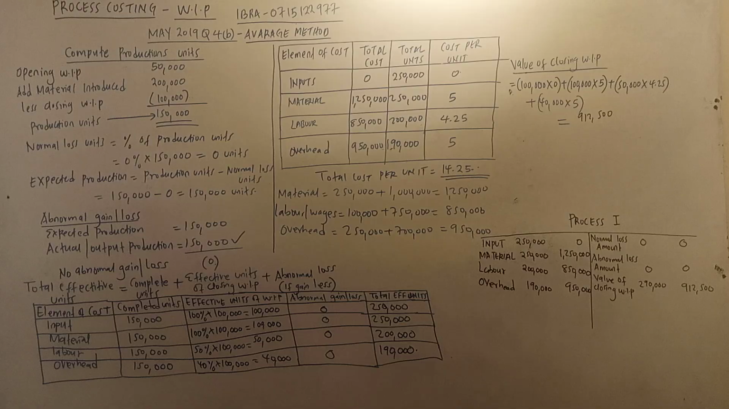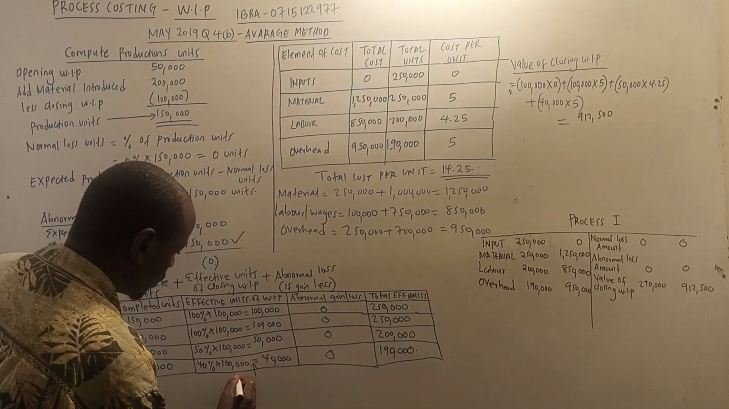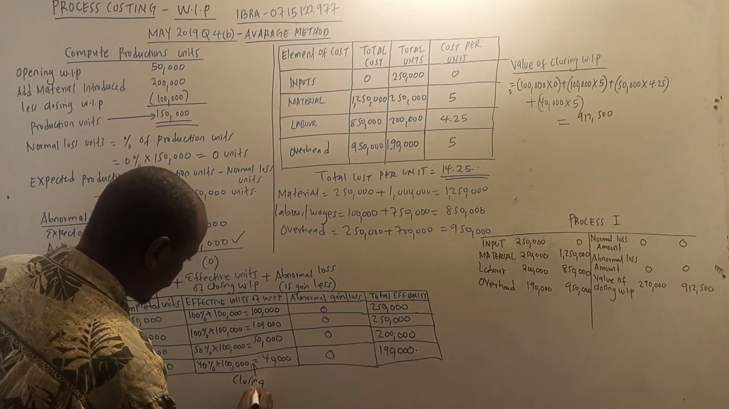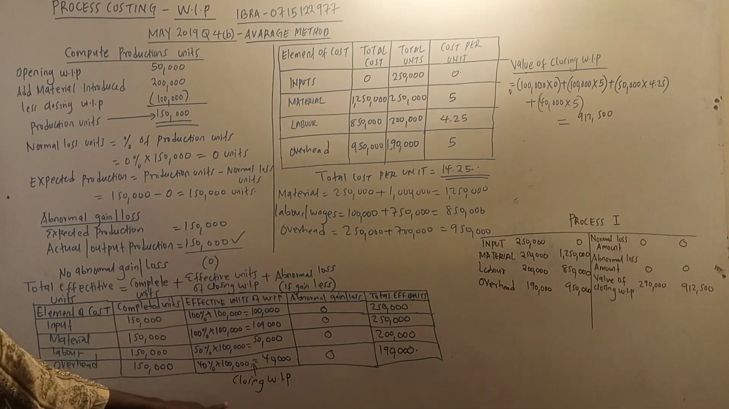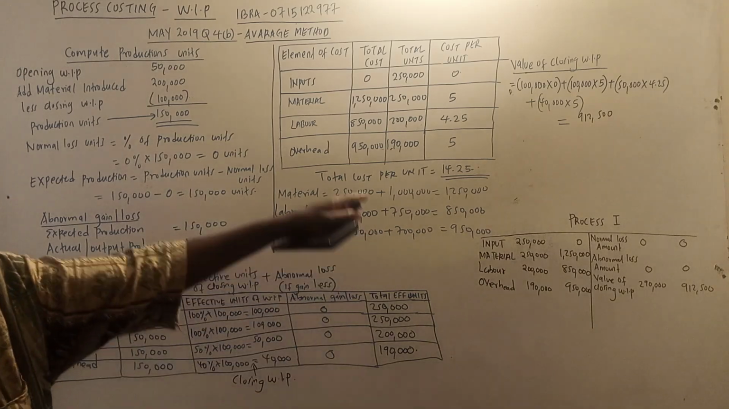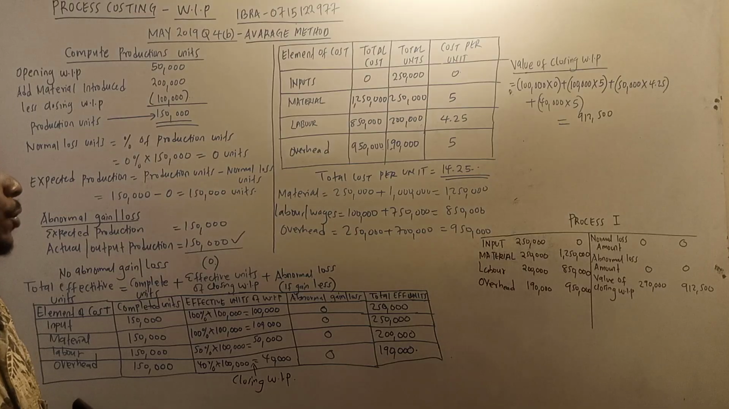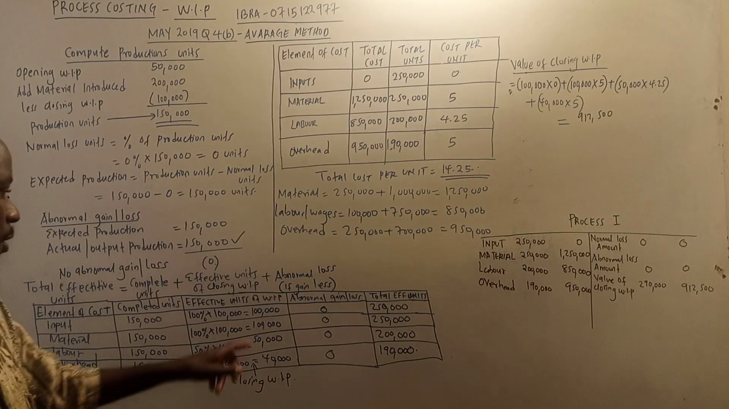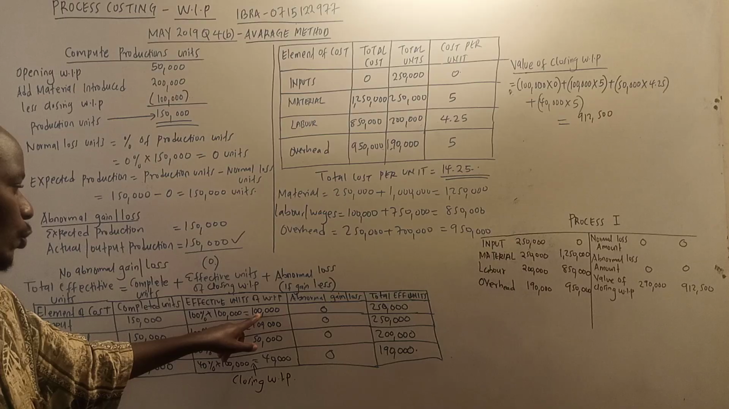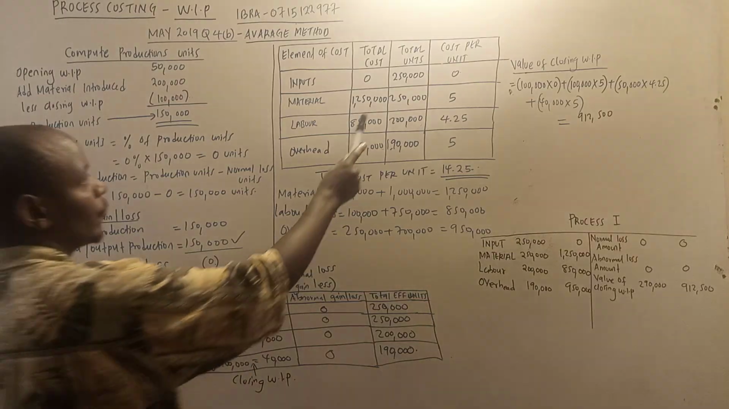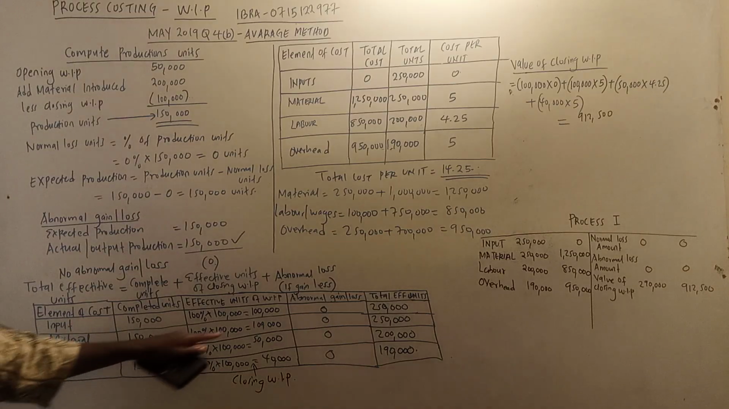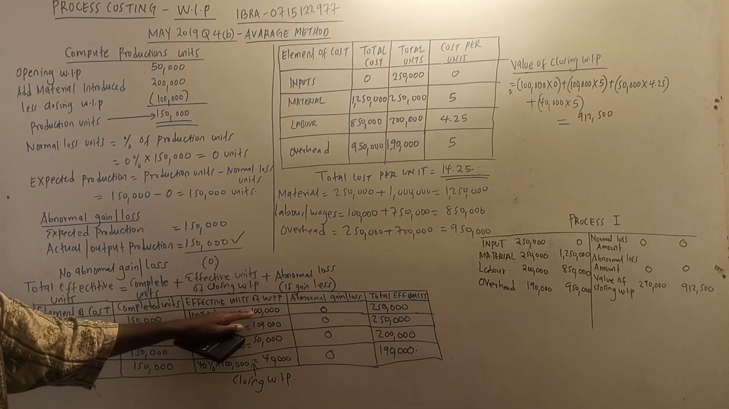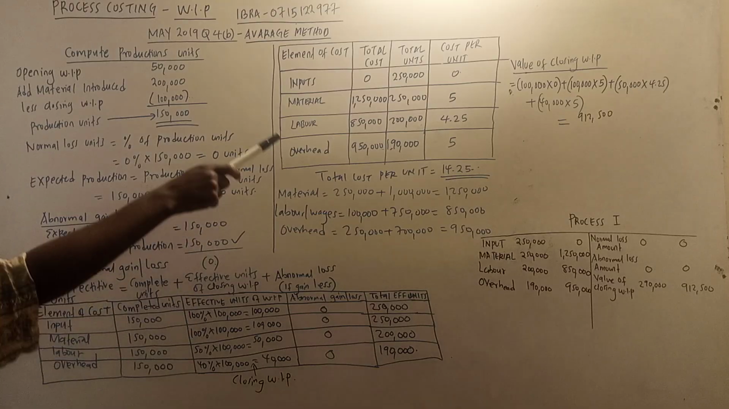Then value of closing work in progress. Remember, this one is the closing effective units of the closing work in progress. So we use this one to value the closing work in progress. In this case, the first unit is 100,000. You multiply with the cost per unit of the input. Remember 100,000 is for input, and there the cost per unit is 0.